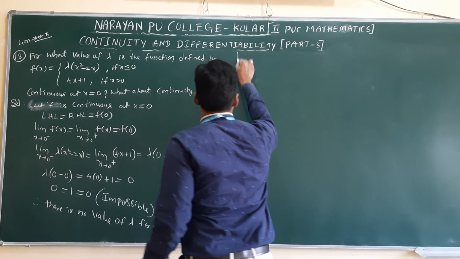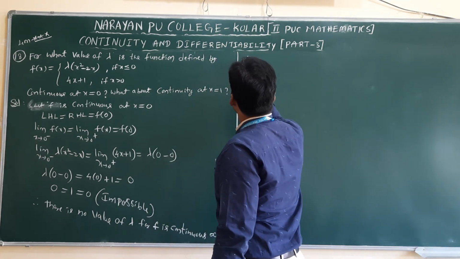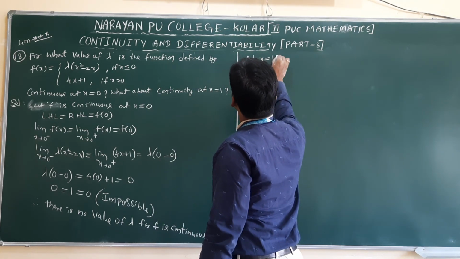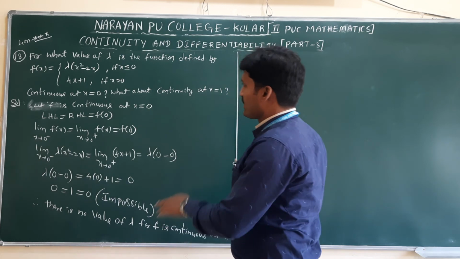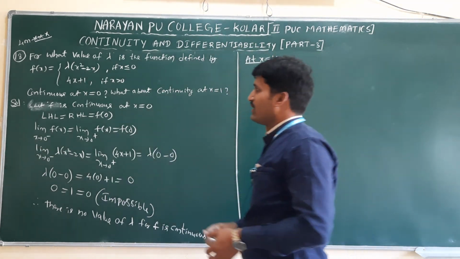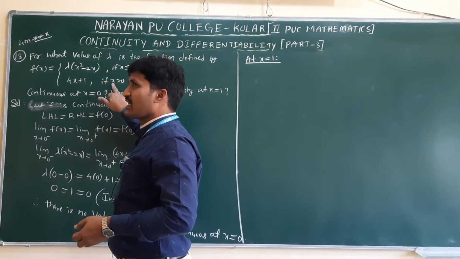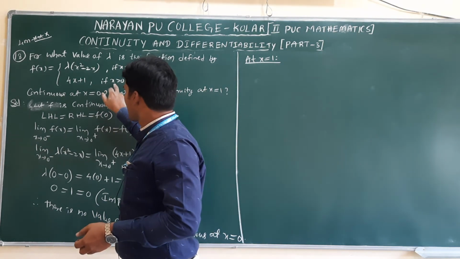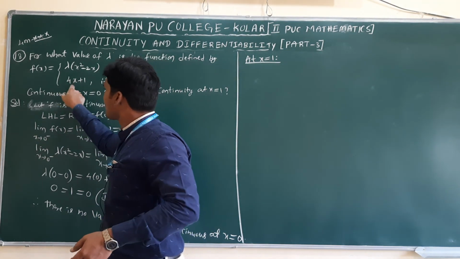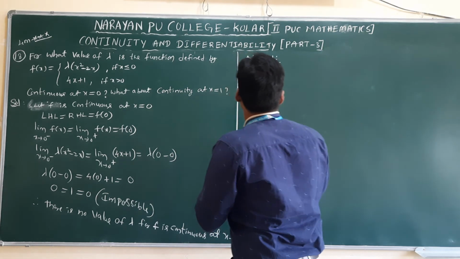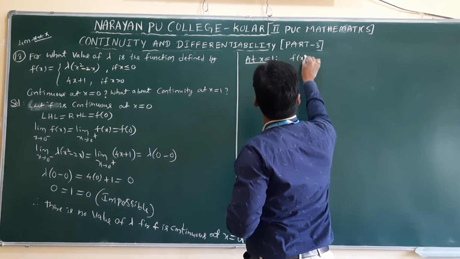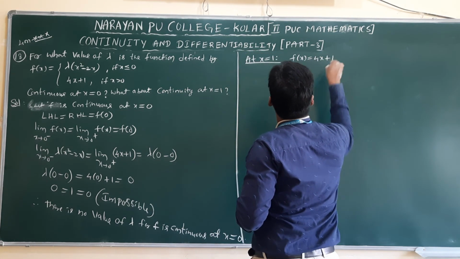Next, we need to check the continuity at 1. The symbol x equal to 1 is not there in the question, but where does it come? x is 1, which is clearly greater than 0. Greater than 0 means for all x more than 0, what is the function? 4x plus 1. That's why a single function is there. f of x is equal to 4x plus 1.